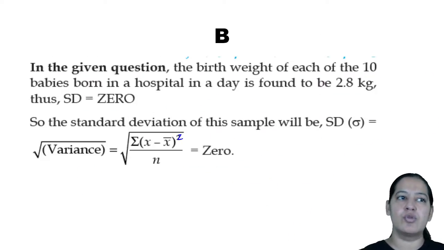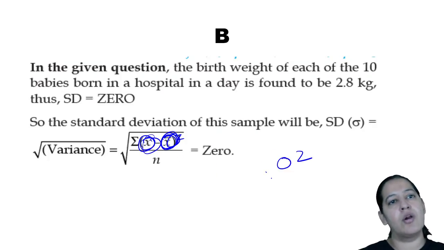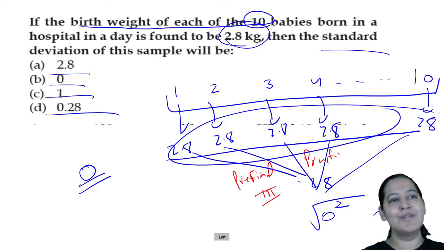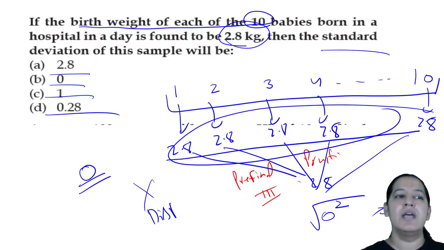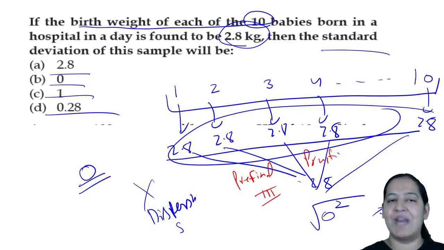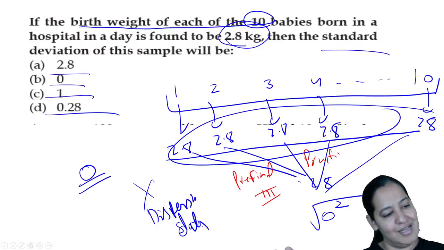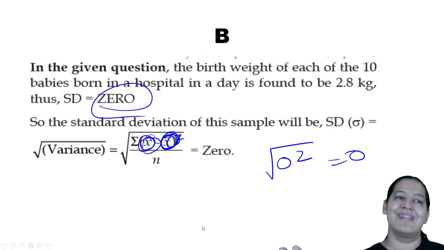The individual value is 2.8. The mean is also 2.8. So 2.8 minus 2.8 is 0, and the square of 0 and the square root of 0 will be 0. So the correct answer here is 0. All the values are at the center only. They are not dispersed. There is no dispersion, no separation in this particular set of data. Yes, you all are right. Done. So the correct answer here is 0.